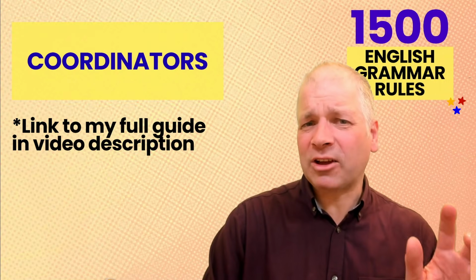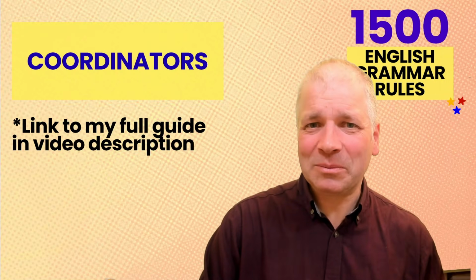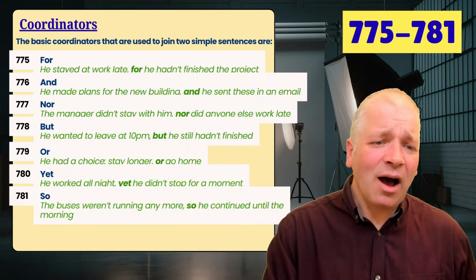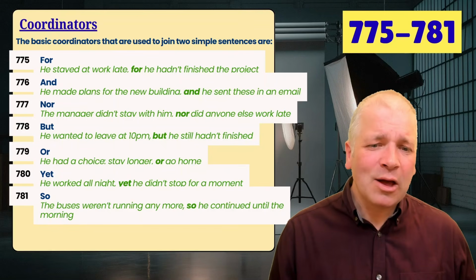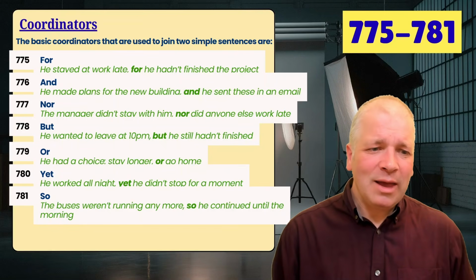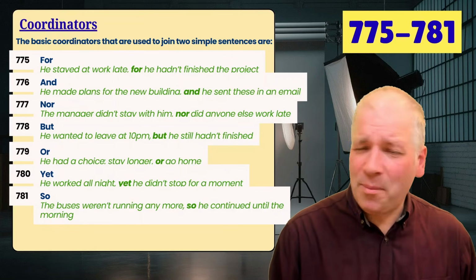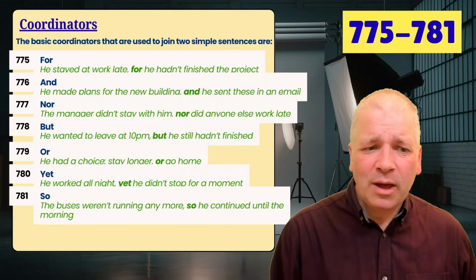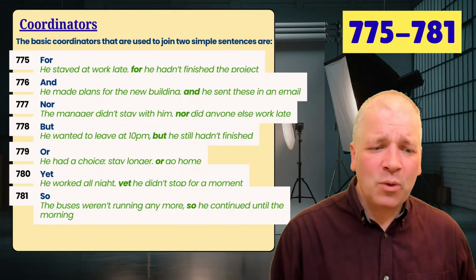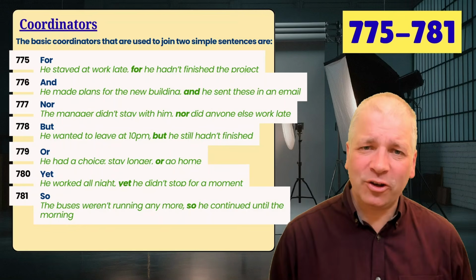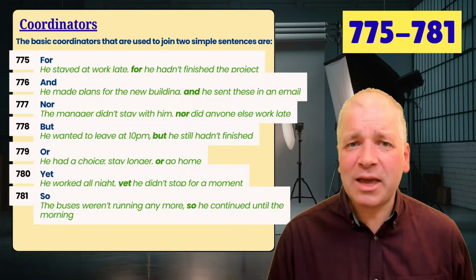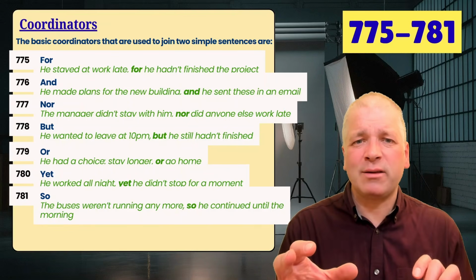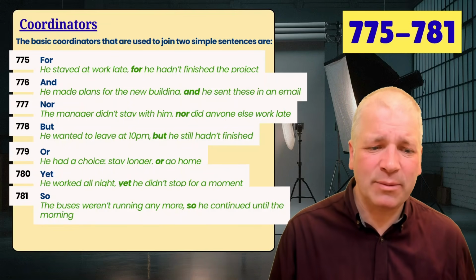Now for a look at coordinators in English. Coordinators are words that join two simple sentences. We looked at these earlier in the video, but a reminder of what those are. For, and, nor, but, or, yet, so. How are these different to conjunctive adverbs? Well, they're different because they connect two independent sentences with a comma, so they're in the same sentence.